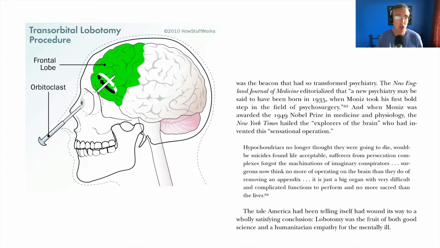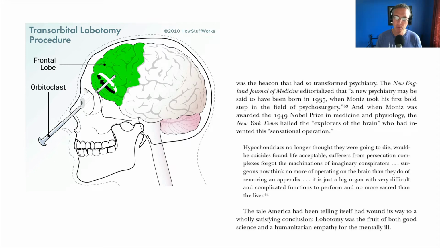These people were calm. They were relaxed, right? So here's some of the claim. Hypochondriacs no longer thought they were going to die. Would-be suicides found life acceptable. Sufferers from persecution complexes forgot the mechanisms of imaginary conspirators. So this is like schizophrenia they're talking about there.